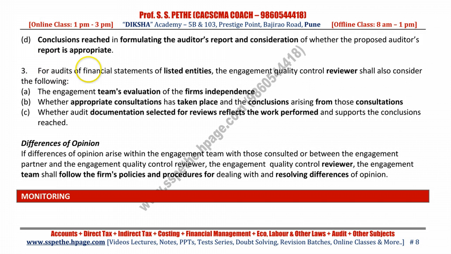Then for audit of financial statement of listed entity, the quality control reviewer shall also consider, so these are the additional matters, that the team's evaluation of the firm's independence, तो independence वहां पर हो, whether appropriate consultation had taken place and the conclusion arising from those consultations, whether audit documentation selected for reviews reflect the work performed and supports the conclusion reached. तो ये सारी additional matters reviewers को check करने हैं.